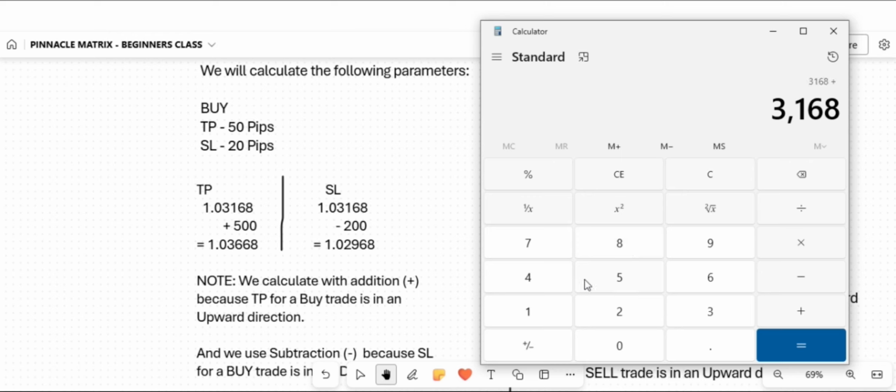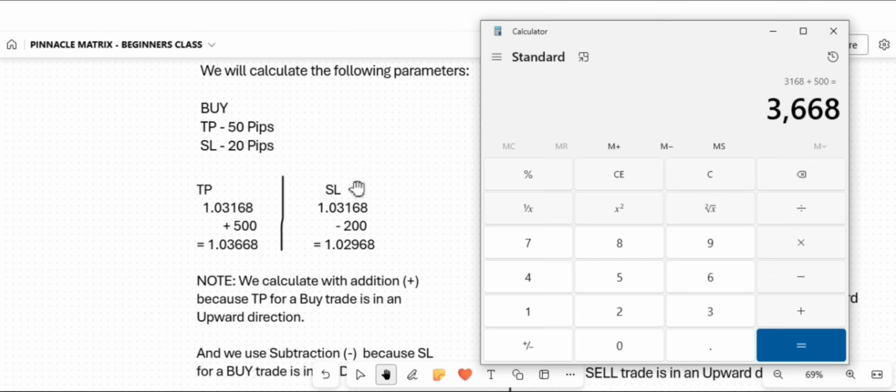3168 plus 500, which gives us this price. So now the number after the decimal point that we left out, we will now bring it back. So it's now going to be 1 point, then the 0 that the calculator could not identify, 0, then the result, which is 0.3668. This price now becomes your price for take profit.